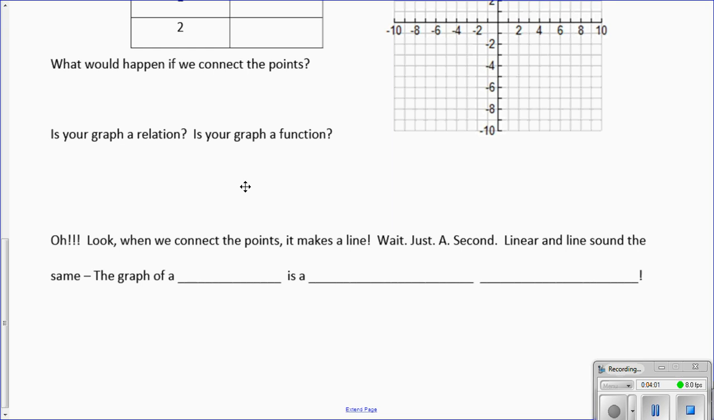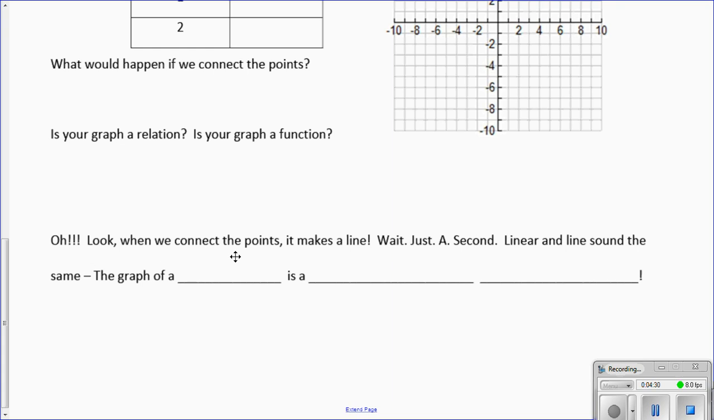Okay, so when you connect these points, it actually creates a perfect line, right? Maybe your line wasn't perfect because you didn't use a ruler, and I have rulers in the classroom, but it creates a line. And this line is a relation because it's a bunch of ordered pairs, but it's also a function because if you do the vertical line test, none of your points actually double up at all.